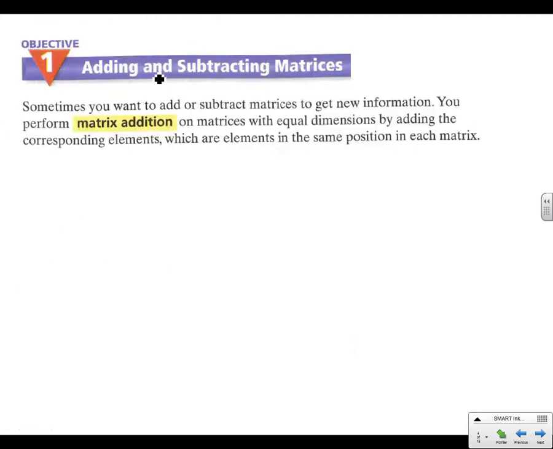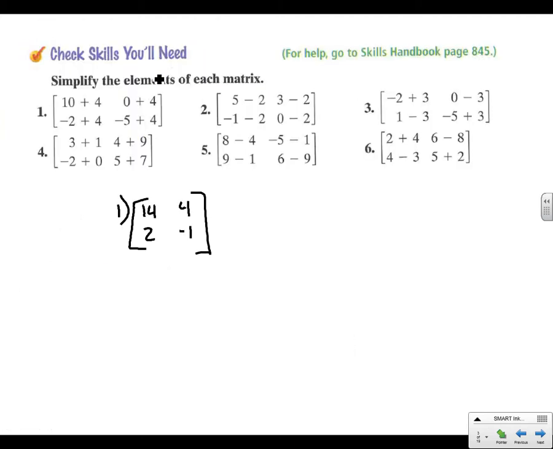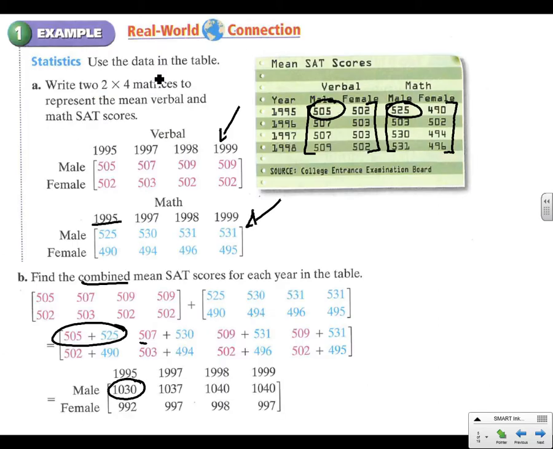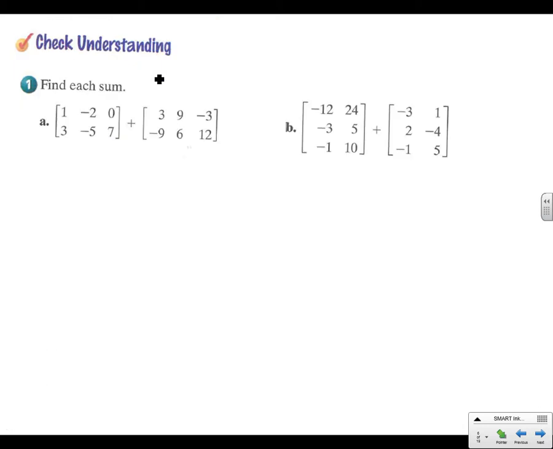All right, so just like in our skills check here, we're just simplifying every single piece of our matrix. 507 plus 530, you get 1037. And so we can just add, just like we normally would, just multiple times in multiple spots. All right, so see if you can do the same thing and clean up A and B to find the sum for each problem.